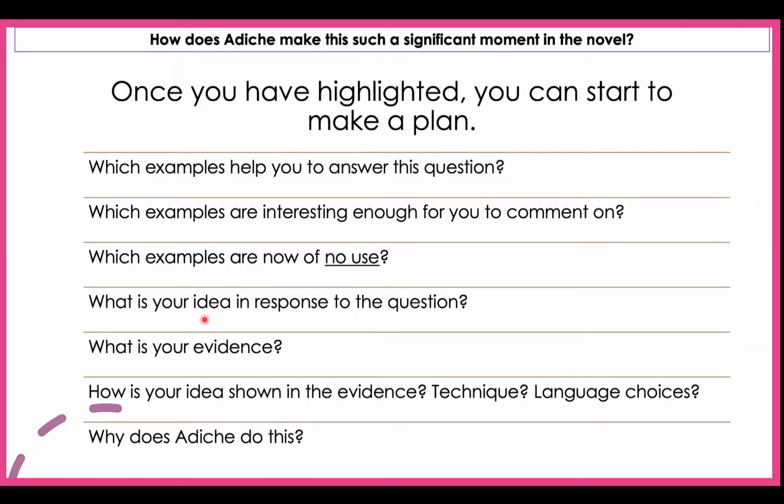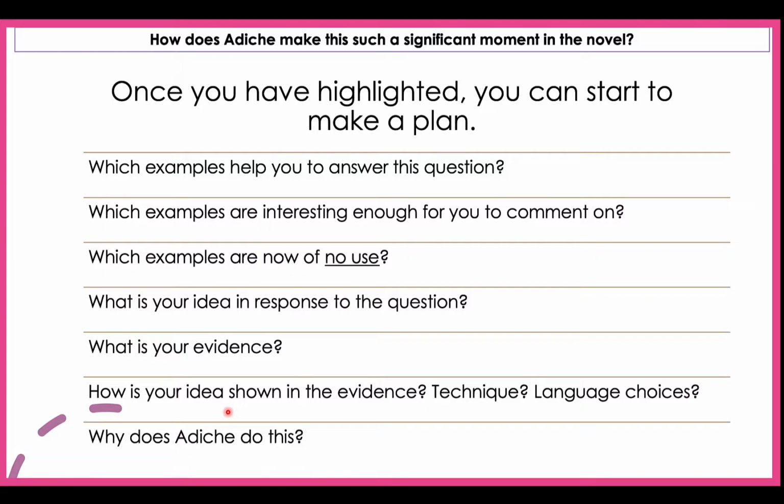Think about the various different ideas that you now have in response to your question. You should be thinking about maybe 3, so you've got 3 main sections in the body of your essay, and then once you've got your ideas, then you can decide which piece of evidence goes with each idea. And again, by grouping initially as you're highlighting, this should help you with that decision. And then once you've decided, you can then start to think, how is my idea shown in this evidence?